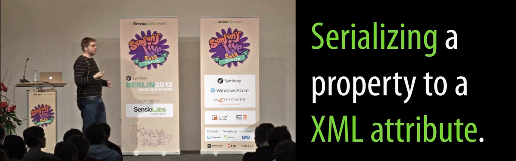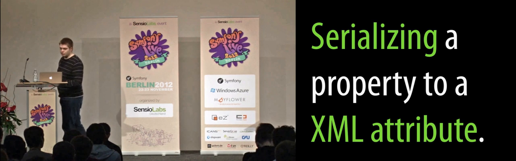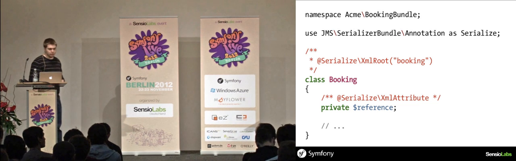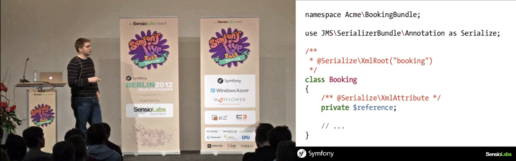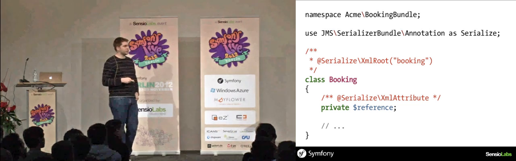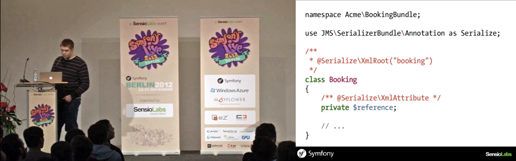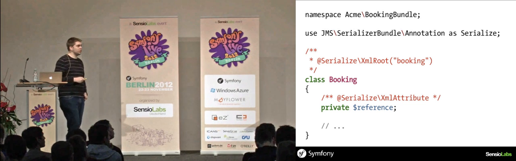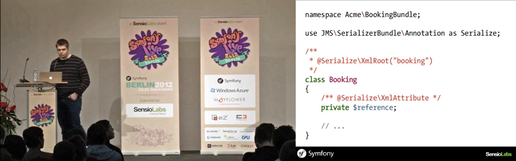As you can see, by default, the serializer creates tags for each of your properties, but sometimes you want to have attributes. You would like to have XML attributes. So you can ask the serializer to give you attributes on your root node tags. So I want this booking root node tag, but I want the reference property to be an XML attribute of this root node tag instead of a tag. So when I serialize my object, I will get the reference property as an XML attribute of this booking root node tag.